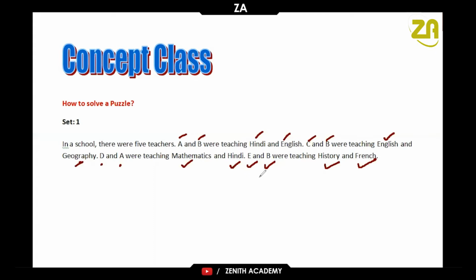Now from this set of information, there are various possible questions like: who is teaching here maximum number of subjects? Which subject is taught by maximum number of teachers? Who is teaching Hindi and French? Who is teaching English, maths and history? So such type of various possible questions are there.